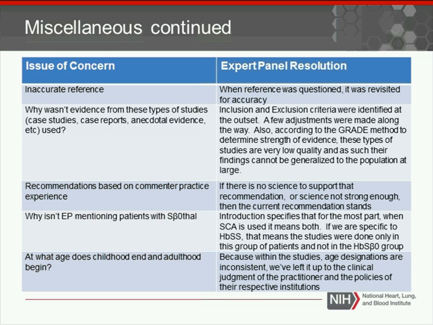Another great question was, at what age does childhood end and adulthood begin? Because the studies varied and age designations were inconsistent, we left it up to the clinical judgment of the practitioner and the policies of their respective institutions. There was no way we could make a case for one umbrella statement for age.